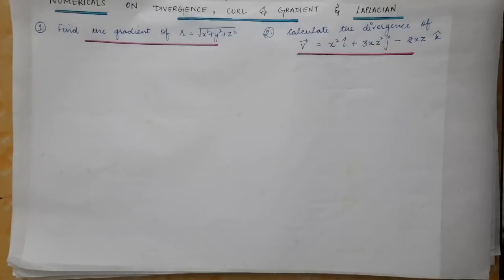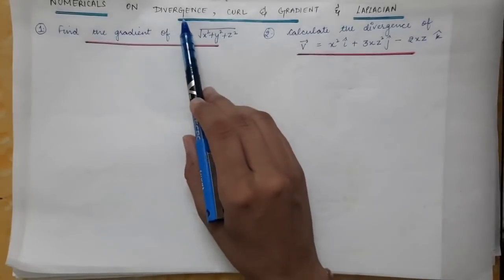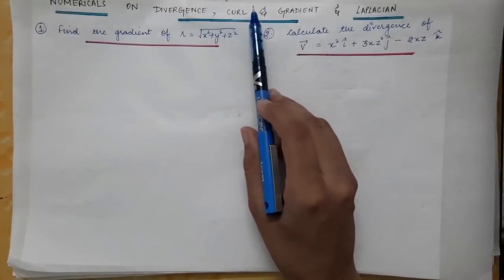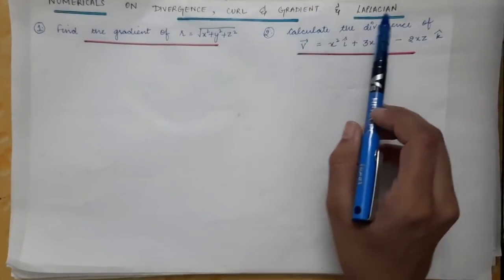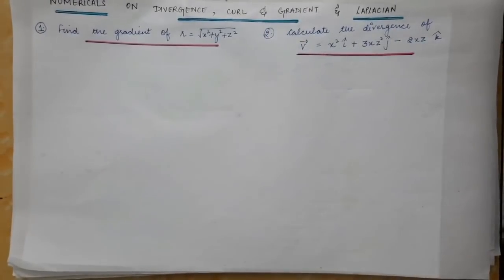Now we are going to discuss some numericals on divergence, gradient, curl and Laplacian. We have already covered what the divergence operator, the curl operator, the gradient operator and the Laplacian operator are. So now we are going to discuss some numericals.